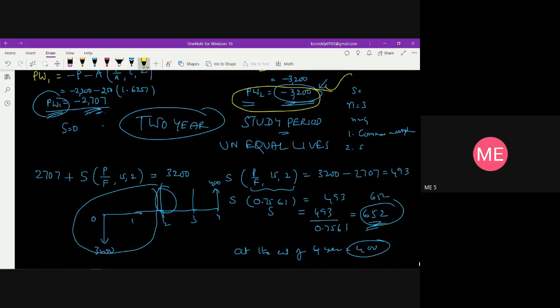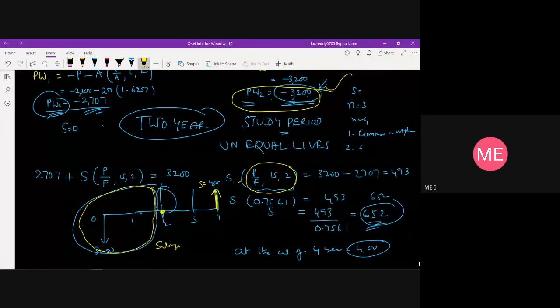Because we have not considered the salvage value is at the fourth year, right? So when you take the assumption of this 2-year study period, here the salvage value is to be considered for the second year. So what is the salvage value for the second year? That is why I have used the factor, S into P by F, because here we have taken the cost as negative and the revenue as positive. So P by F, 15 comma 2. So this factor is for the second year.